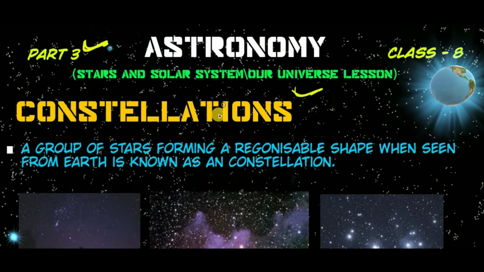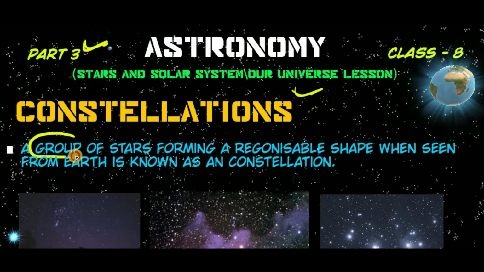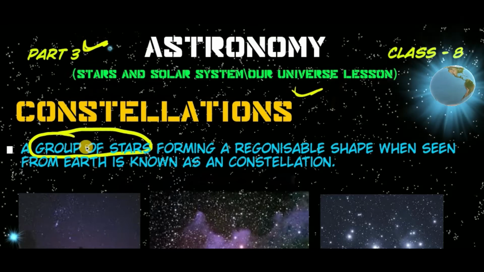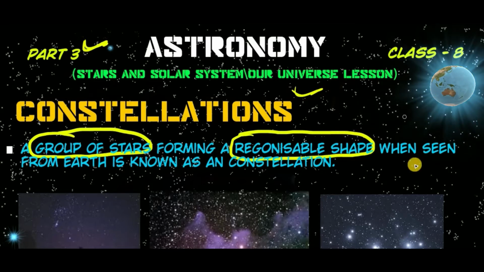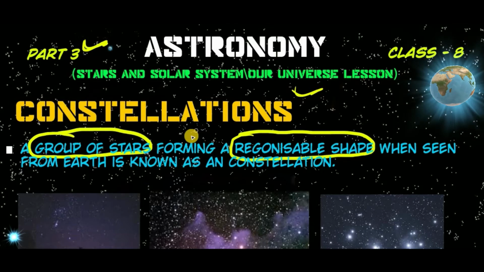First of all, what is a constellation? A constellation is a group of stars forming a recognizable shape when seen from Earth. Such groups of stars are known as constellations. That is the idea of a constellation.